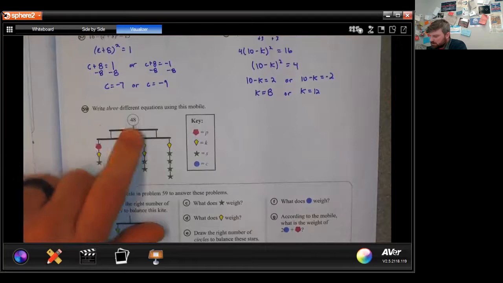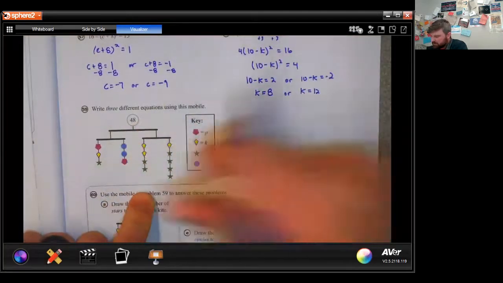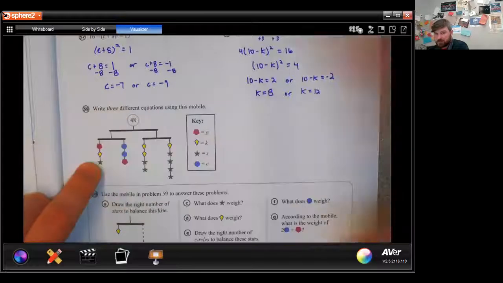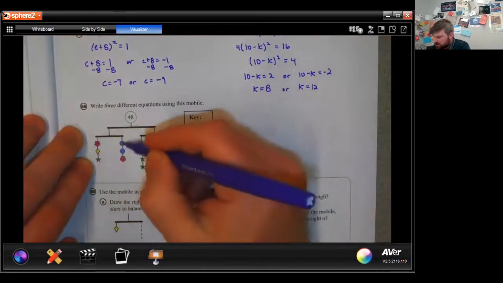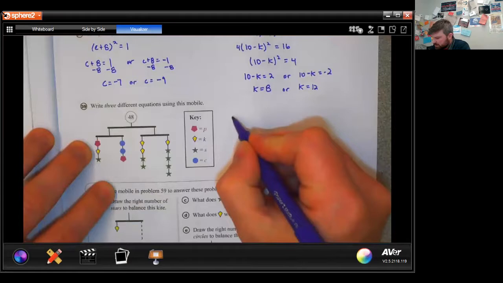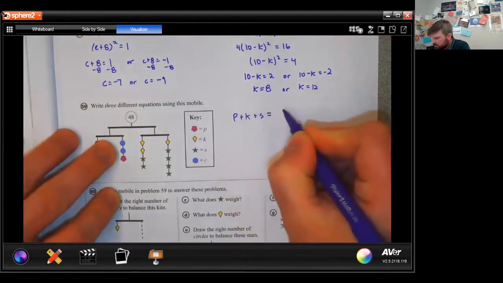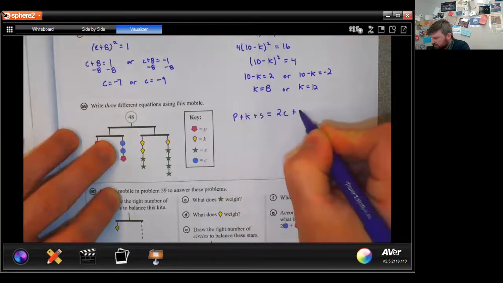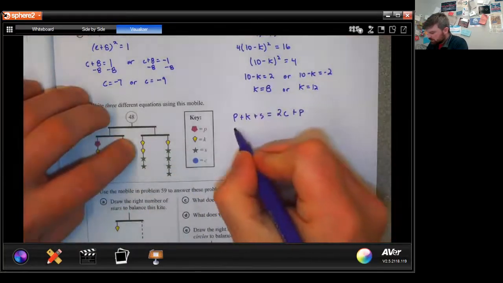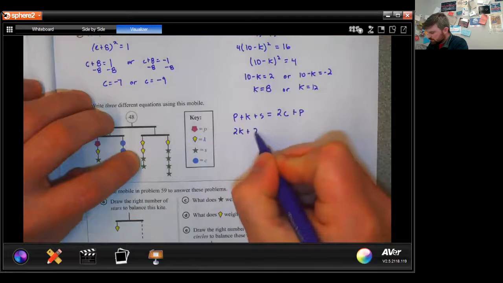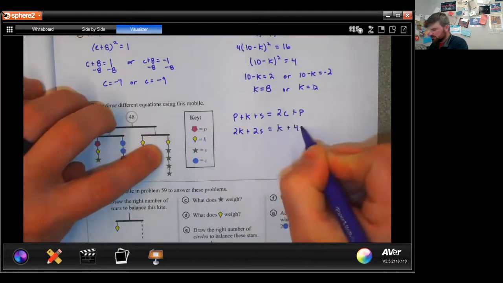Write 3 different equations using this mobile. Okay, so I've got lots of equations here I can use. So you could have tons of different options here. I know that this side equals this side. So pentagon plus a kite plus a star equals 2 circles plus a pentagon. I know that these two equal. So 2 kites plus 2 stars equals a kite plus 4 stars.